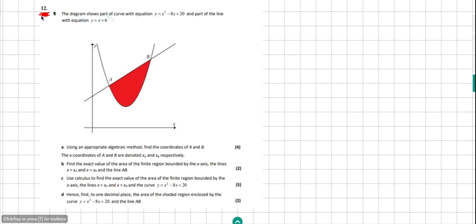So what we've got is a diagram with a curve, which is given by this equation, x squared minus 8x plus 20. So that's the curve there. And we've got the line y equals x plus 6. So this is the straight line. And what we're going to eventually do is find this area in red. But we're going to have to find it as a compound area.